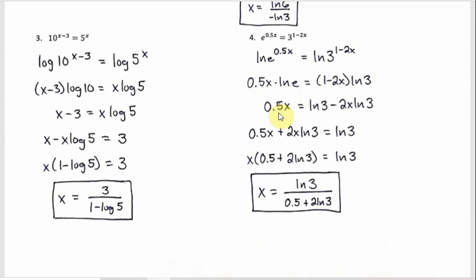And then same thing as in number 3, get everything with an x in it on one side and then the constant on the other side, factor an x out, and then divide by this number that's in parentheses, and then you've got it solved for x.